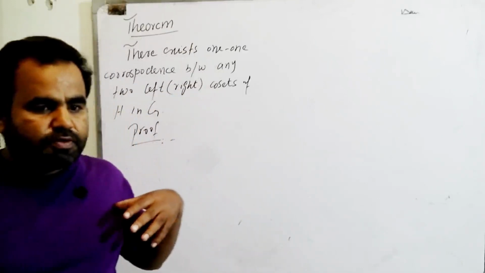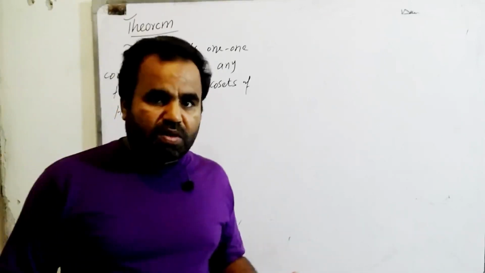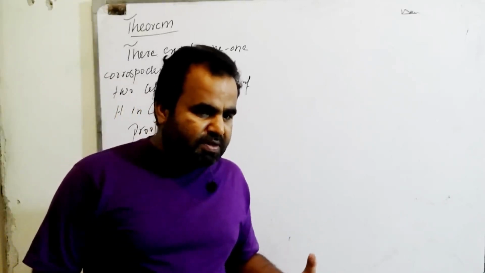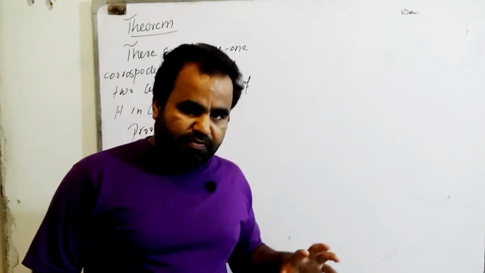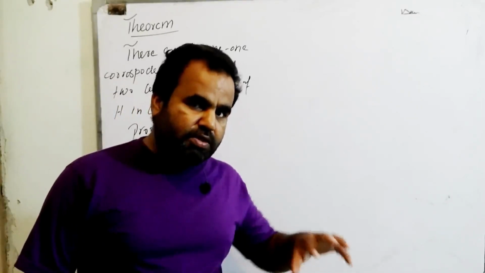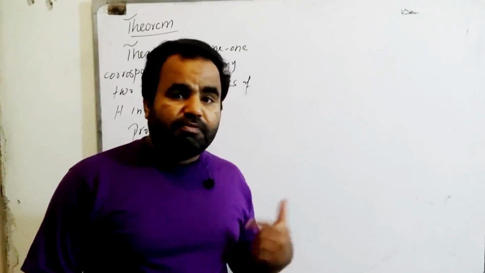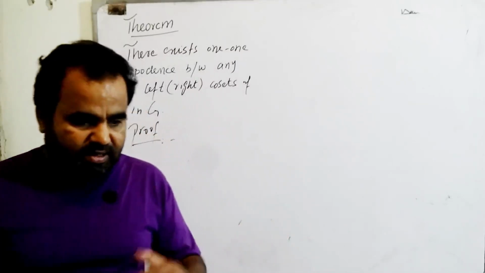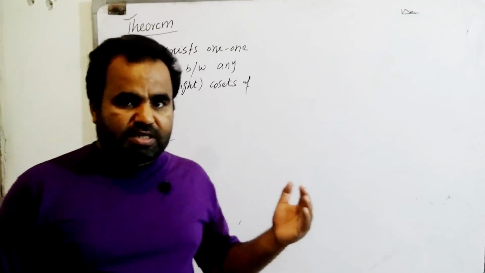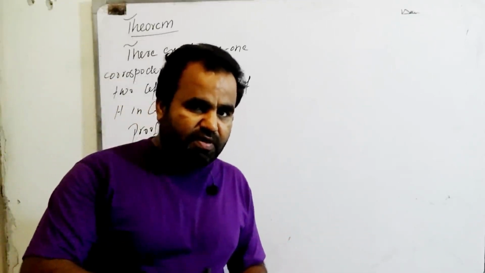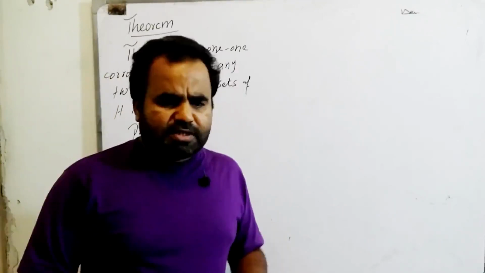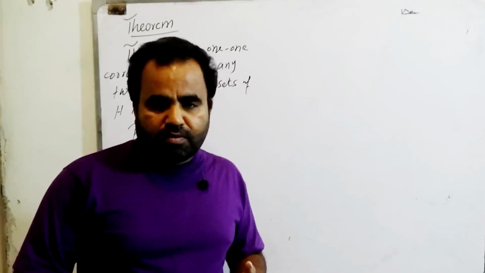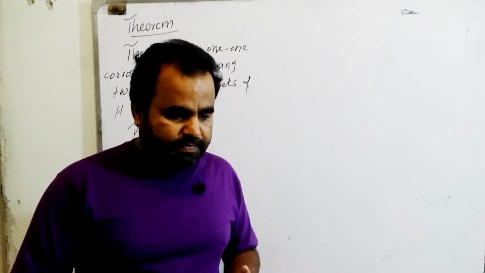First of all, we have to understand what it means to have a one-to-one correspondence. It means that we will define a function from one coset to another coset, and we will prove that this function is well defined, one-to-one, and onto. When this function is one-to-one, onto, and well defined, then we say that there is a one-to-one correspondence between any two left or right cosets of H in G.